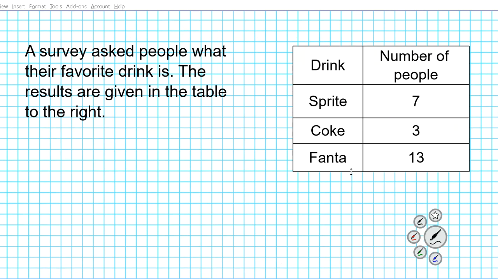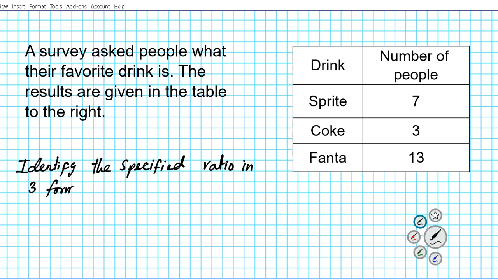All right, we're going to do more practice on identifying ratios in different forms, okay? So let's consider the following scenarios. It reads, a survey asked people what their favorite drink is. The results are given in the table to the right. So we have this table right here that tells us the results of the survey. Now this is your task. We're to identify the specified ratio in three forms.